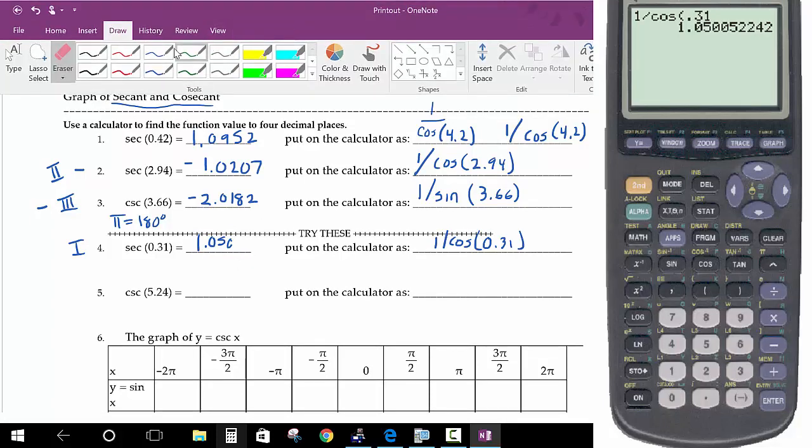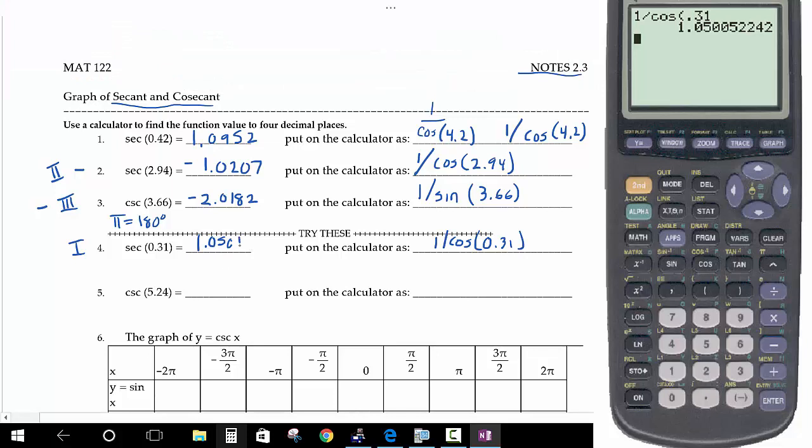Okay, and then the next one you'll put in a similar way. You'll put the next one in as 1 over the sine of 5.24. This is probably going to give you a negative answer because of the quadrant you're in. You're past pi, you're past 180, and you're not all the way to 2 pi, so you're in quadrant 4, I think, on this one. So if you go 1 divided by sine 5.24, you're going to get a negative answer. When we round that, that's going to be negative 1.1574.